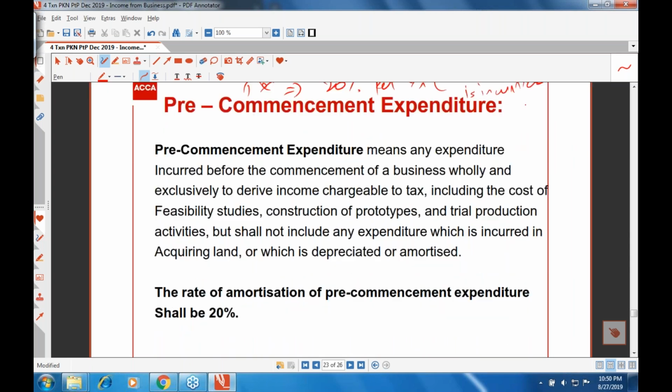So pre-commencement expenditure is the expenditure incurred before the commencement of the business, just to make sure that the business commences and operates in a proper manner. That is called pre-commencement expenditure. Is it okay to everybody?